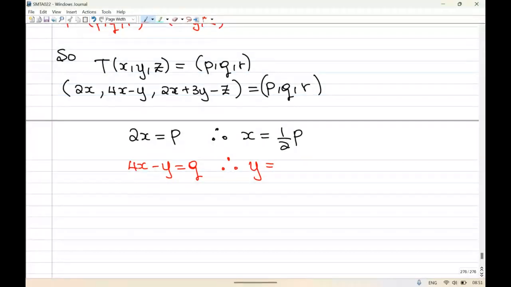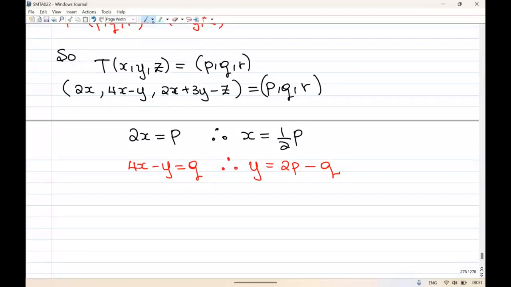You must write, remember you know what is x up to so far. Replace this x by 1 over 2p. You'll get 2 times 2p minus q, minus q. Very good, ma'am.